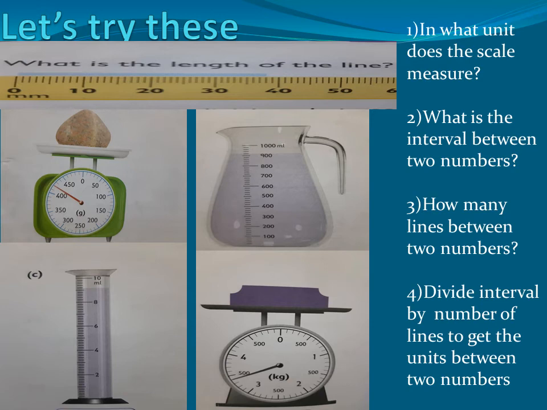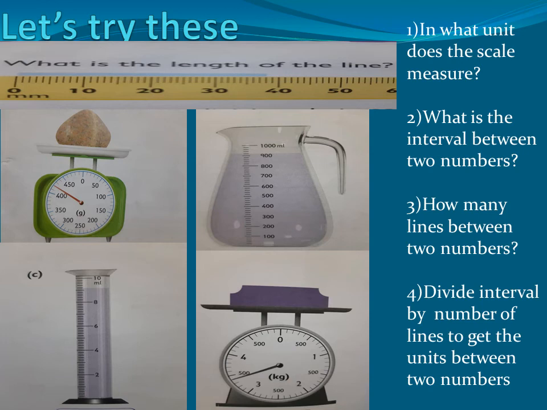Okay, so here's what we do. 500 is the interval between two numbers. So how many lines in between? 5. 500 divided by 5 is what? 100. So let's look at our measurement. Our measurement is between 3 and 500, and we are adding units of what? 100. So this is going to be 3,100, 3,200, 3,300, and then where the arrow is pointing, 3,400.